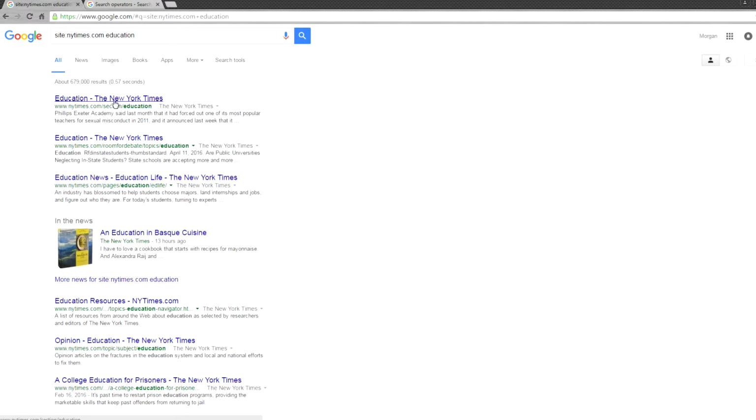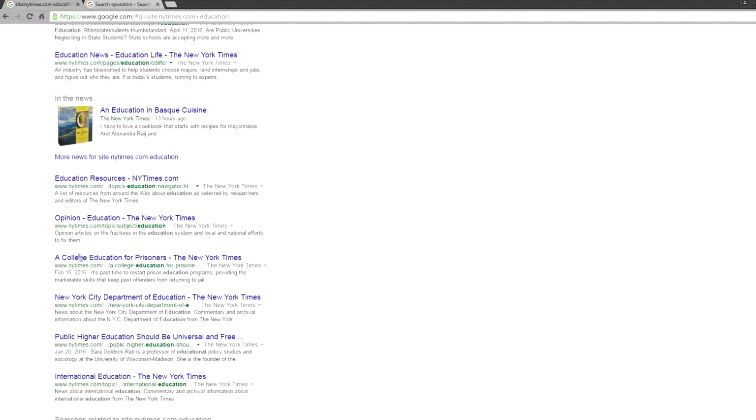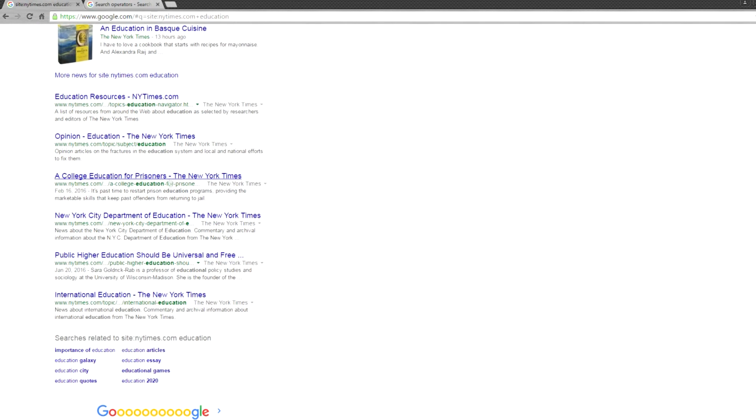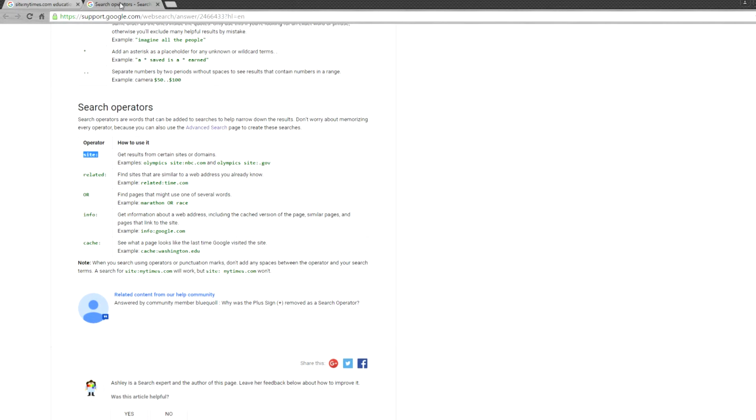You'll see the first thing it takes us to is the education subsection of the website, which makes a lot of sense. But it should also bring us to some articles based on education from the New York Times only. You can see all of this is from NewYorkTimes.com. There's nothing else added, so it's only the website you give it.